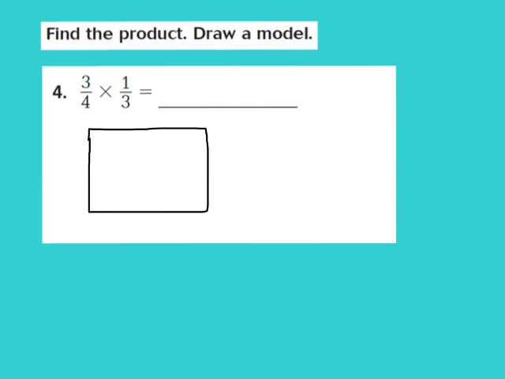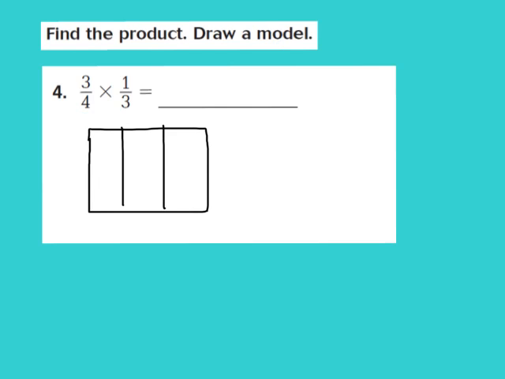Now our rectangle's in place. Now our next step is going to be this. We're going to divide that rectangle into 3 equal columns. And the reason we're going to divide it into 3 equal columns is because the denominator of that second factor is a 3. So let's go ahead and divide that rectangle into 1, 2, 3 equal columns. Now, once again, those 3 equal columns, 1, 2, 3, represent that 3 that's the denominator in the second factor.